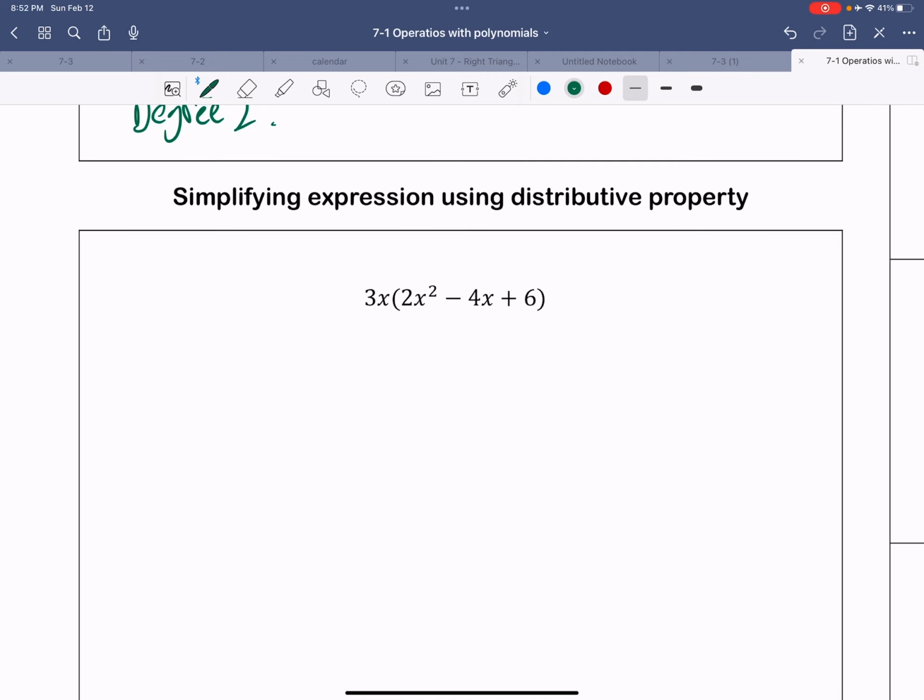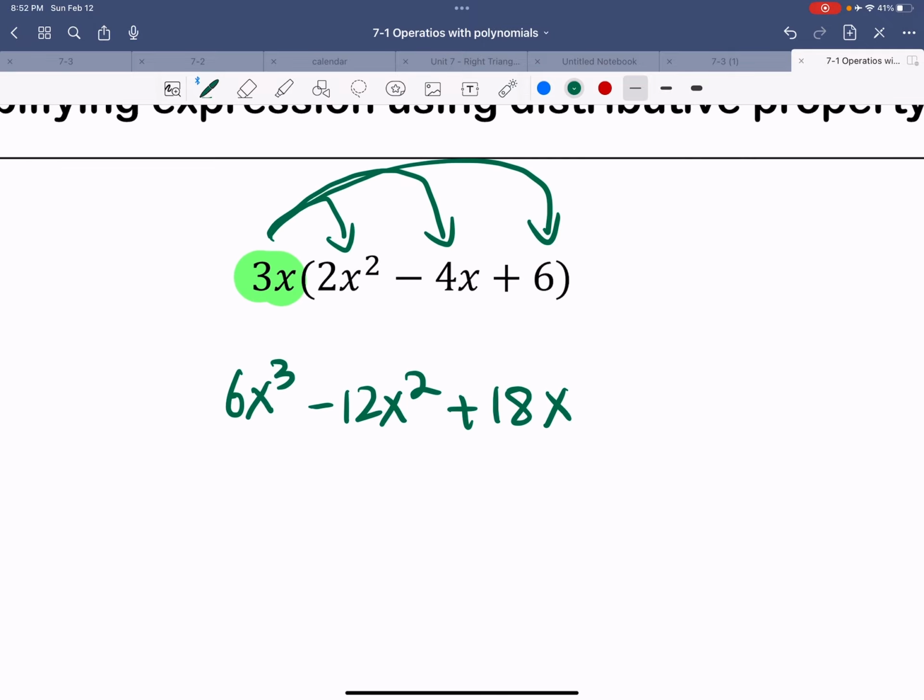Next one. What if I use the distributive property, which means there's actually a number in front of this. So you're going to distribute these numbers, which means you're going to multiply them. So let's do this one. So 3x. What I'm going to do is distribute: 3x times 2x squared is 6x to the third power. 3x times negative 4x is negative 12x squared. 3x times positive 6 is plus 18x. Remember, you multiply these numbers, like 3 times 2 is 6, 3 times negative 4 is negative 12, 3 times 6 is 18, and you add exponents.